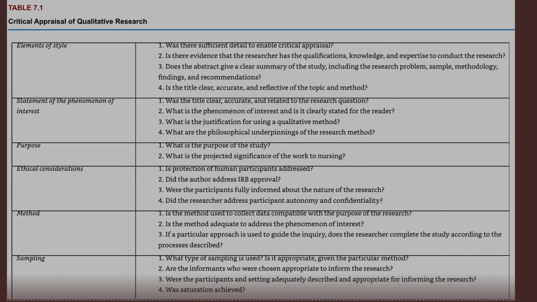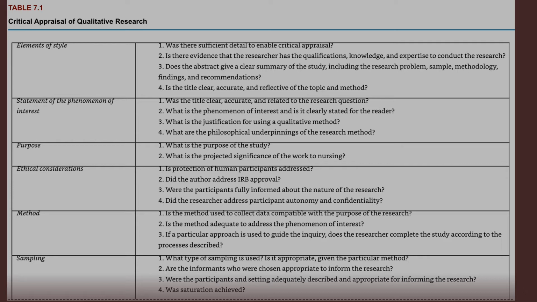What's the justification for using the qualitative method, and what are the philosophical underpinnings of those research methods? One of the things you'll find in your quantitative research is sometimes that isn't clear at all, but in qualitative research, it should always be very clear. You want to know the purpose of the study and what is the projected significance of the work to nursing.